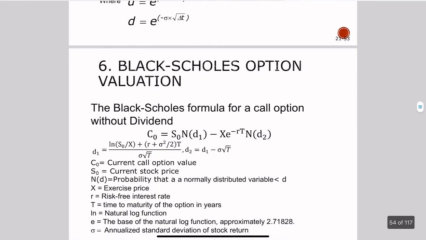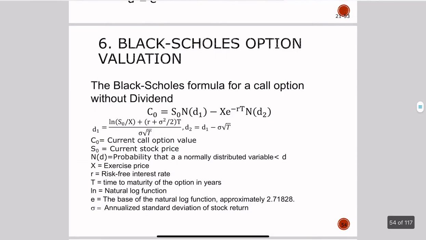Now let's talk about the second valuation method, which is likely to be the most widely used valuation method, the Black-Scholes model. If you have taken Corporate Finance 2, it's possible you have learned the Black-Scholes model, because in that class, if I have time, I would talk about it.